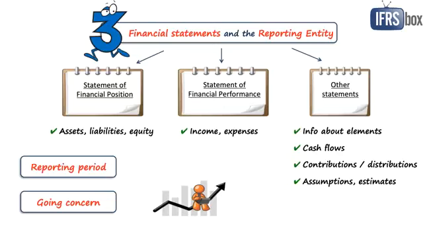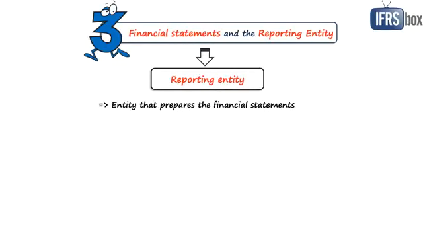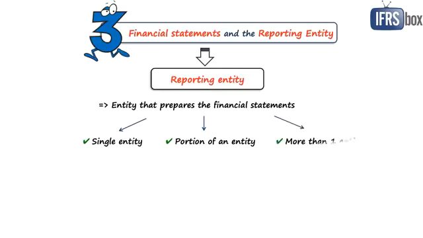Okay, then chapter 3 speaks about the concept of a reporting entity, and that is an entity that must or chooses to prepare financial statements. And this entity can be a single entity, one company, or even a portion of an entity, for example, some division of one company, or more than one entity, for example, a parent and its subsidiary.